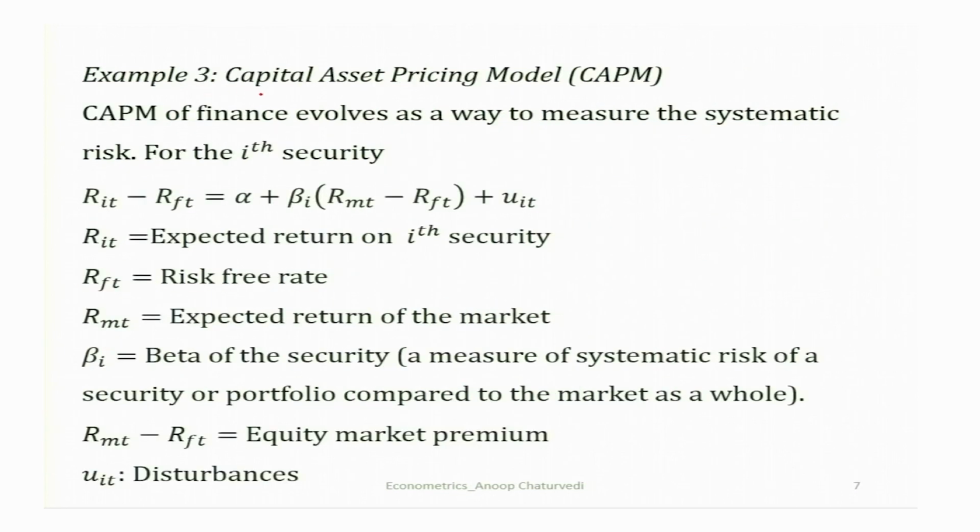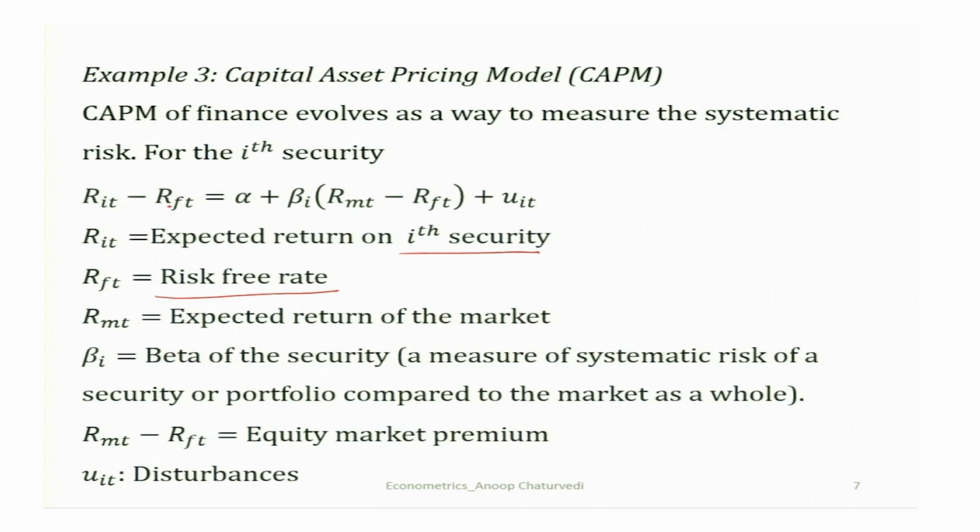Now, we consider this example of the capital asset pricing model, or CAPM. CAPM of finance evolves as a way to measure the systematic risk. Now, for the i-th security, the equation is R_it minus R_ft equal to alpha_i plus beta_i times (R_mt minus R_ft) plus U_it, say. Here R_it denotes the expected return of the i-th security, and R_ft is the risk free rate.